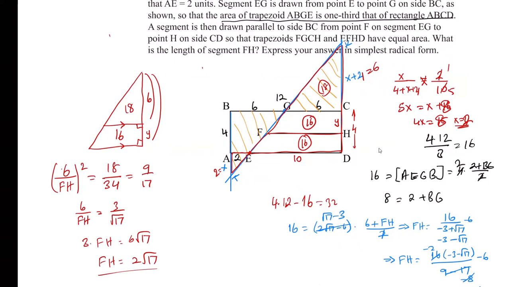So this is way better than the other way. Before, I found the y value first and then used the area to get FH. That is also okay, but it took a bit longer than it should. And that is what we have.